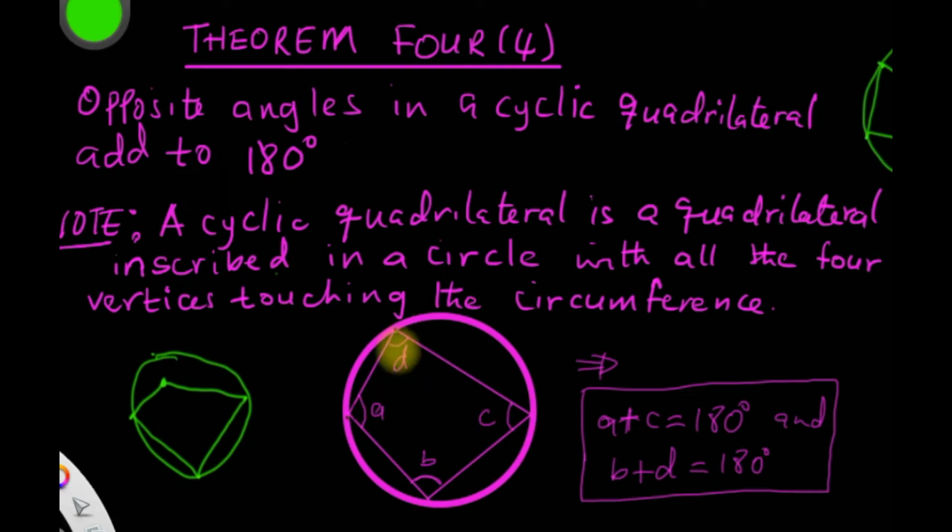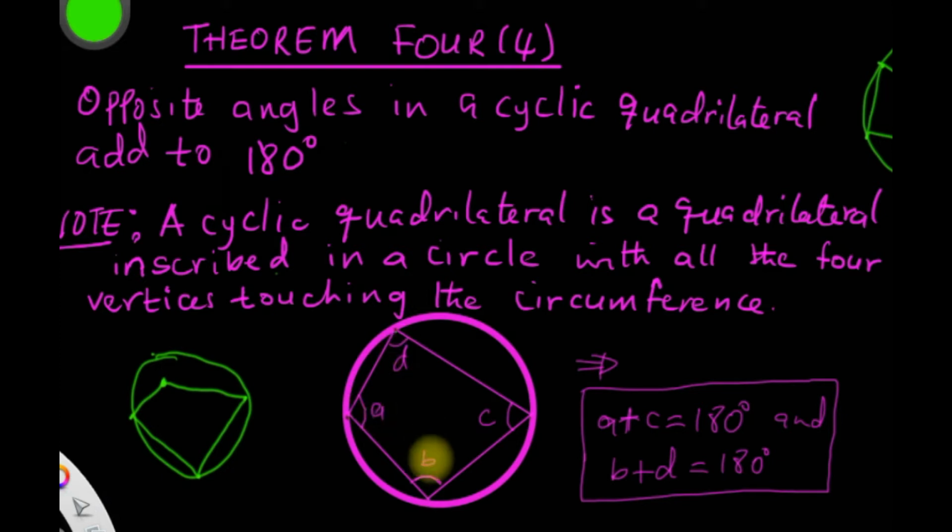A cyclic quadrilateral is a quadrilateral inscribed in a circle with all the four vertices touching the circumference of the circle. So this is a cyclic quadrilateral. You see, this vertex is touching the circumference, this one is touching, this one is touching. This angle is B, angle A, angle D, and angle C. So which angle is opposite to D? You see that these two angles are opposite angles, and then these two angles are opposite angles.